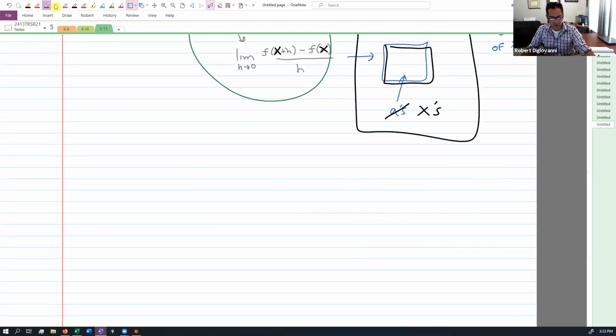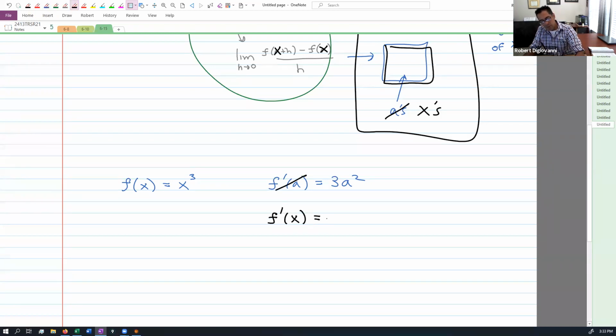So we did this one, right? f of x was x cubed. We did the derivative of that, right? And we got what? 3a squared, right? Isn't that what we did? What I'm saying is we didn't have to use a. We could have used an x in there, and then our answer would have been what? 3x squared. Right?